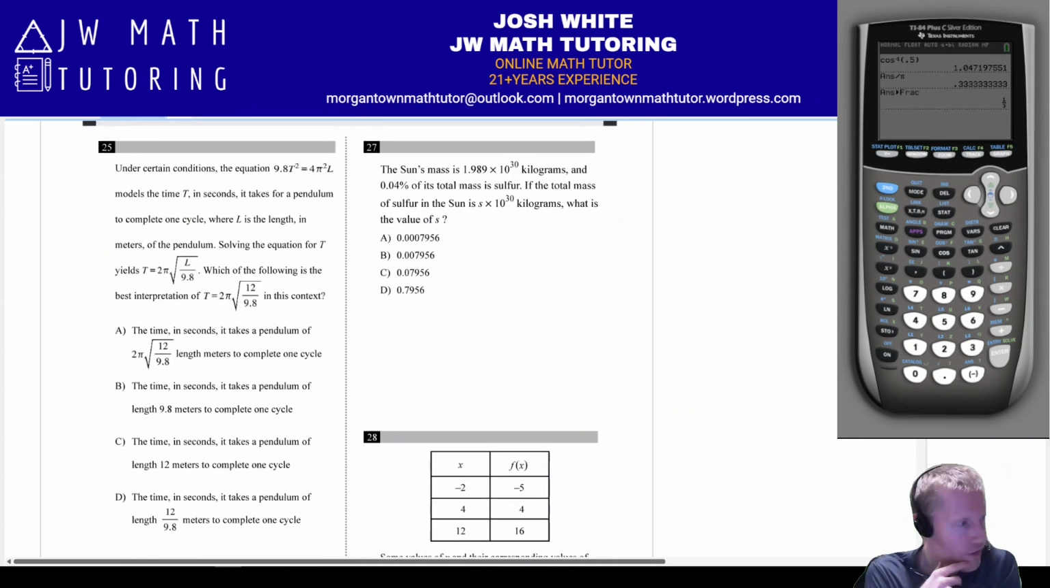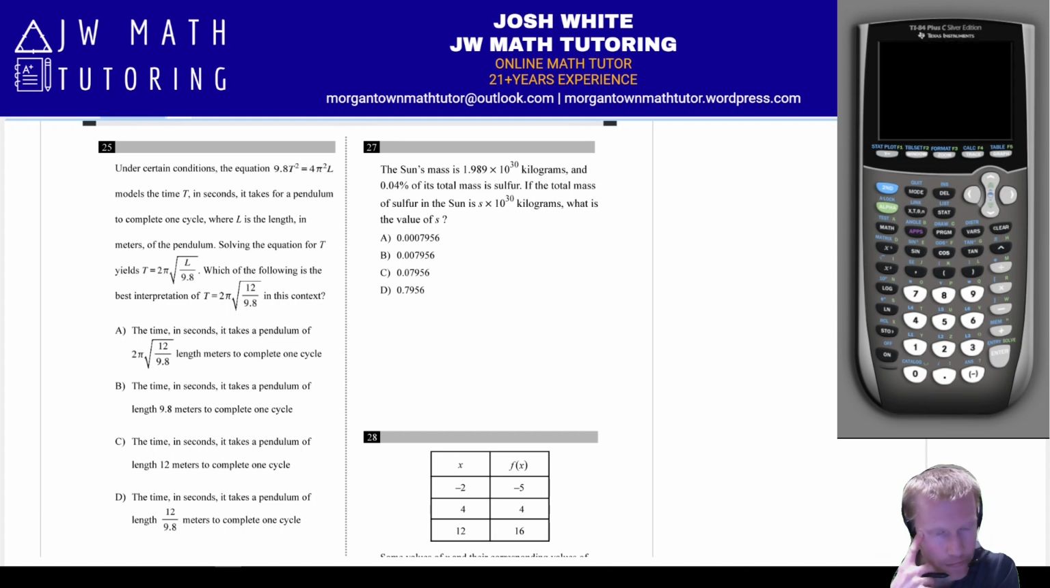All right, in 25, here you have a formula for basically a pendulum and the time to complete one cycle and all this stuff. And they give you basically a version of the formula, but they've plugged in a number for L. They've plugged in 12 for L. And then they ask you a question, basically which statement accurately describes this new version of the equation.